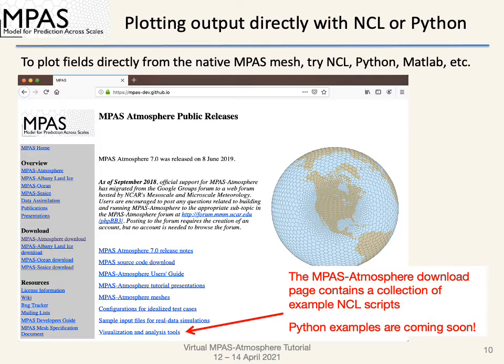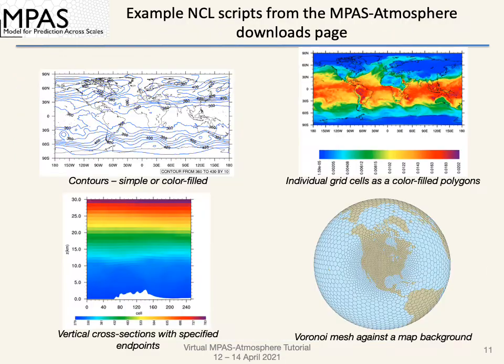So if you go to the MPAS-Atmosphere download page, and towards the bottom of the page, you click on the link that says Visualization and Analysis Tools, that will take you to a page where you can download different examples of NCL scripts. And very soon, we'll post some examples of Python scripts that use PyNGL as well. So on that download page, you'll find various examples of scripts. And the idea is that you can take those scripts and modify them to your own purpose.